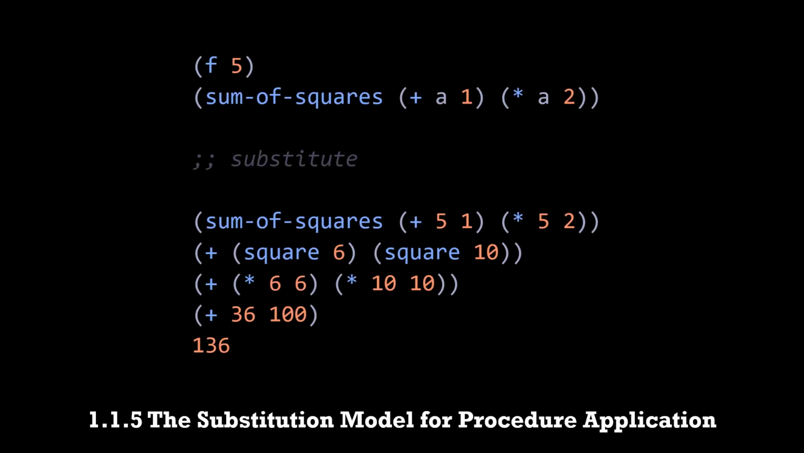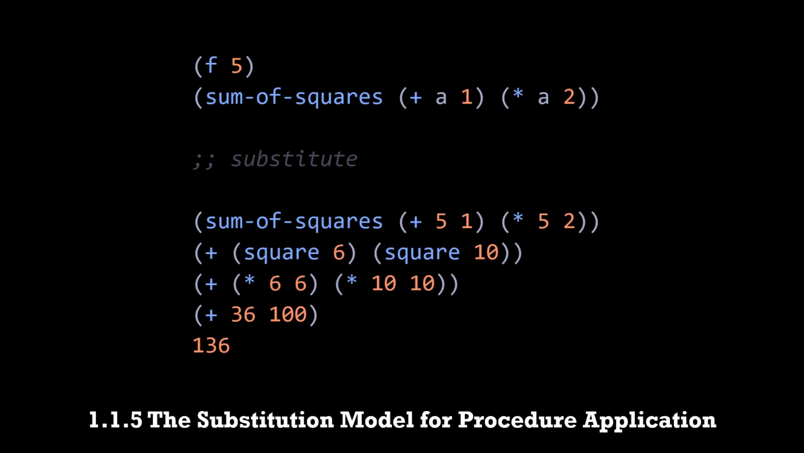The next subsection, entitled the Substitution Model for Procedure Application, just walks us through a simple example of how we substitute variables for expressions, or the definitions of functions for the function names. So here we have f defined to be 5, which we are going to substitute in for the a's. We initially start with sum of squares, plus a1, times a2. And then once we do our first substitution, we end up with plus 5, 1 and times 5, 2 instead of plus a1 and times a2.